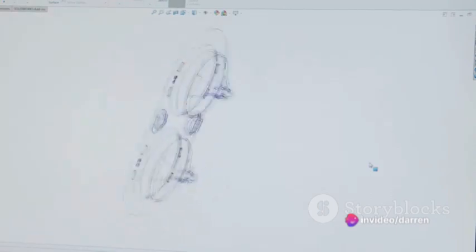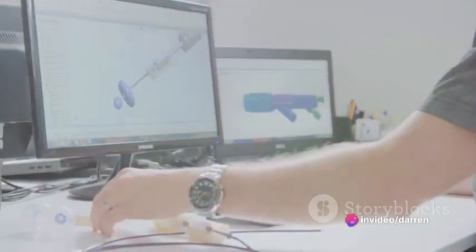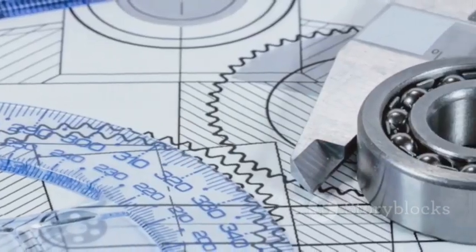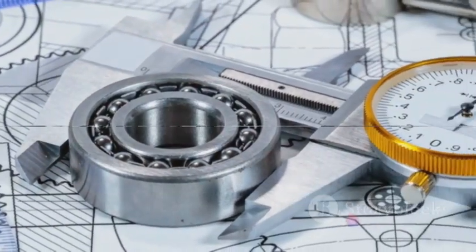The journey begins with conceptualization. Picture a designer pondering over functional requirements, design constraints, and user needs. Rough sketches and ideas start to form, shaping the initial concept of the mechanical product.